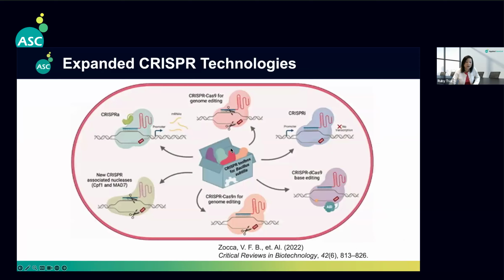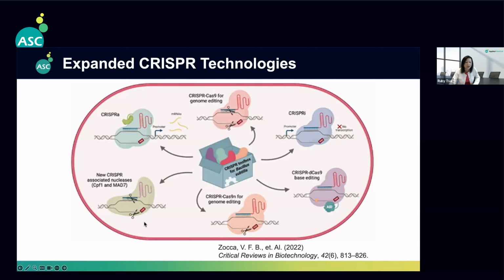And so this just kind of summarizes the extension of CRISPR technology. Right? So originally CRISPR-Cas9, then the nickase, so that makes a nick instead of a double-stranded DNA break. And then base editing I talked about. And there's also CRISPRi, which is for inhibition, inactivation of gene expression. And then CRISPRa is for activation of gene expression.